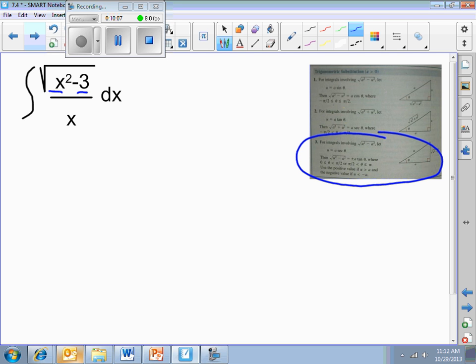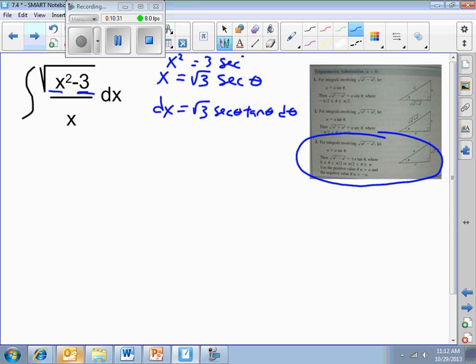So I'm going to set my function there as x, and now I'm using a, which is the square root of that number, so x is radical 3 secant theta. dx is equal to that multiplier radical 3, the derivative of secant is secant theta tangent theta d theta. And let's go ahead and square this. x squared would be 3 secant squared theta. Substituting in everything we know.